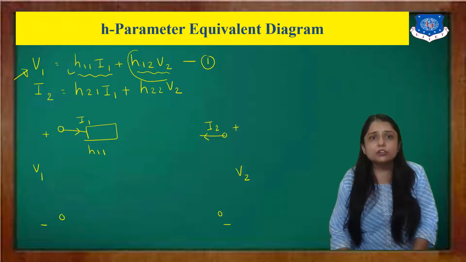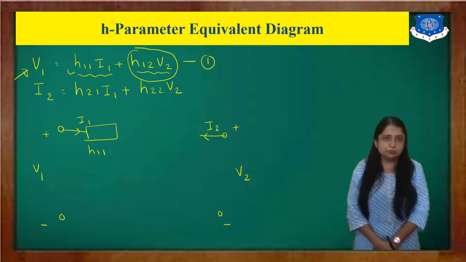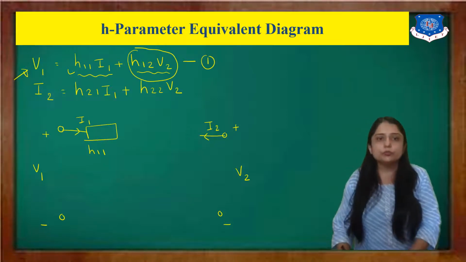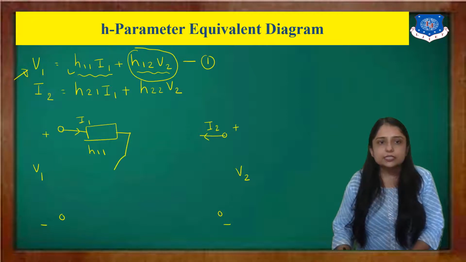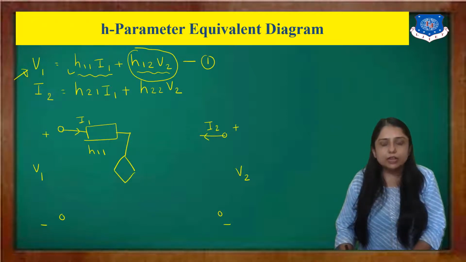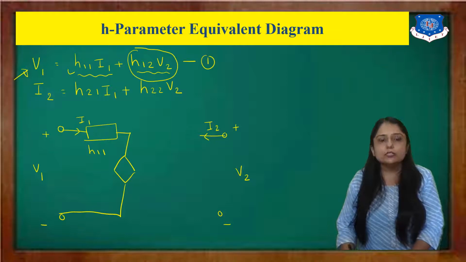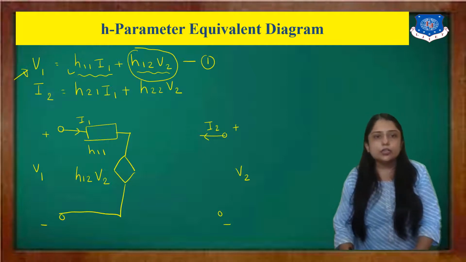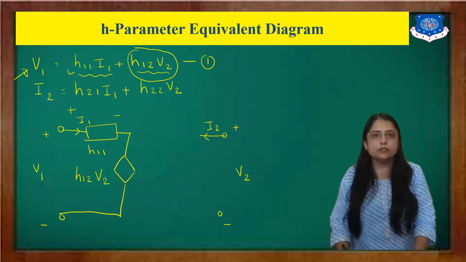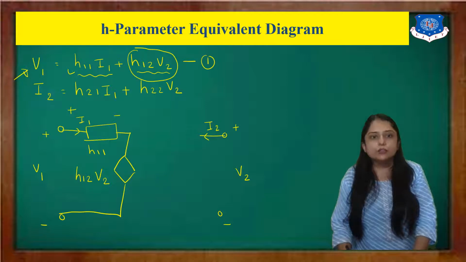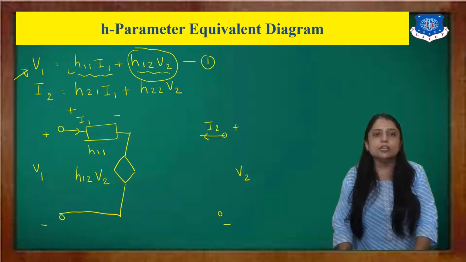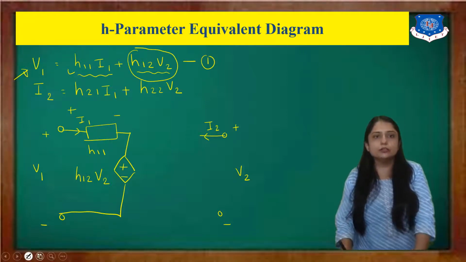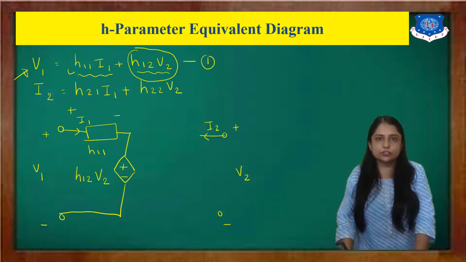Now here we do not have any term that is related to input. Neither do we have a V1 or I1. So what we will do? We will just make this a dependent source. And the value of this dependent source is what? It's H12 into V2. See, now the current is flowing in this direction. So here we have a plus, here we have a minus. Now here, if I want to add these two voltages, then definitely it's plus minus and plus minus. Alright? Now this is all about the first equation.